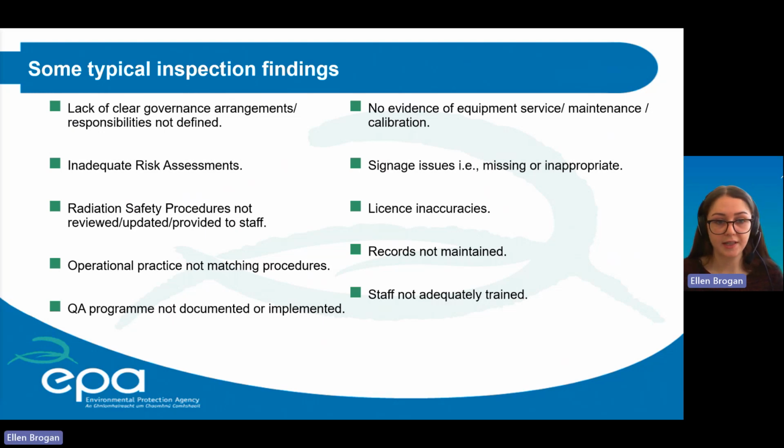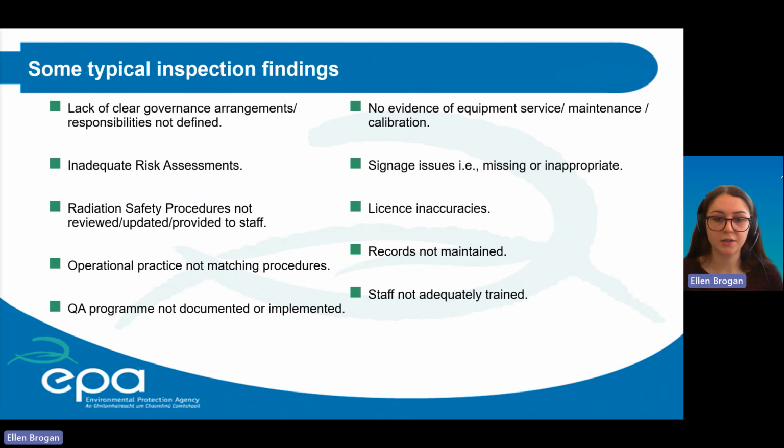Signage issues, these can be missing or inappropriate. The signage requirements will really be determined by the risk assessment, but signs should be placed on the entrance doors to the X-ray exam room, or portable signs are typically required for large animal or off-site examinations. License inaccuracies relates to incorrectly named RPO or RPA, or that incorrect equipment or premises are listed.